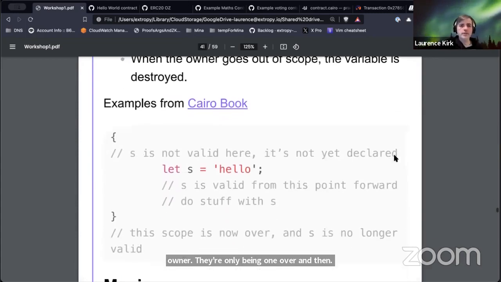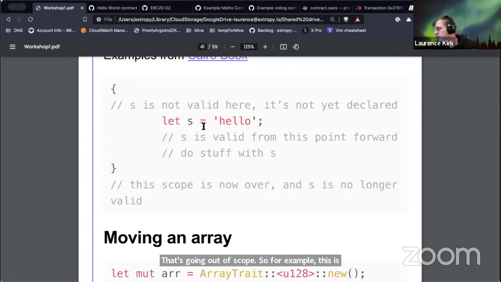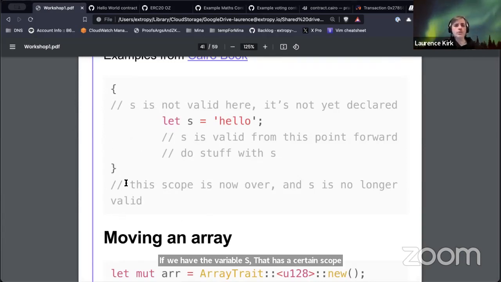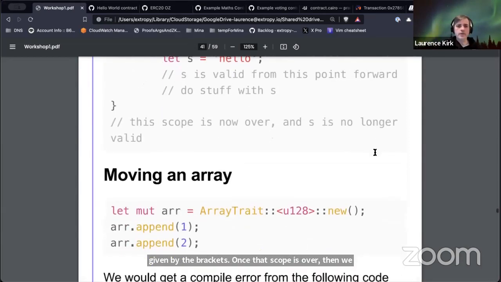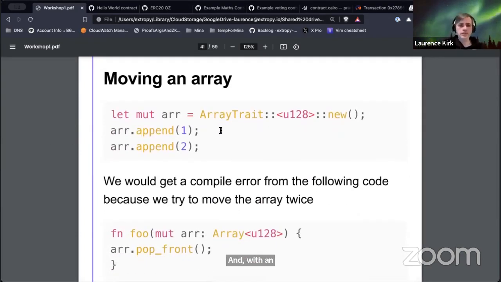and then that going out of scope. So, for example, this is an example from the Cairo book. If we have the variable s, that has a certain scope given by the brackets. Once that scope is over, then we can't use that variable s again. And with an array, you see this example here.